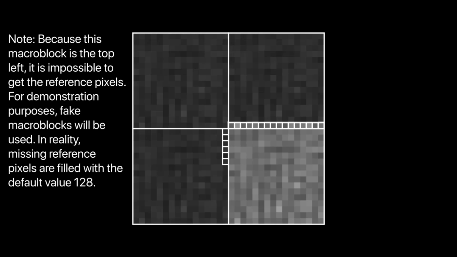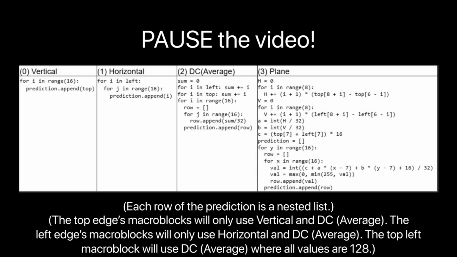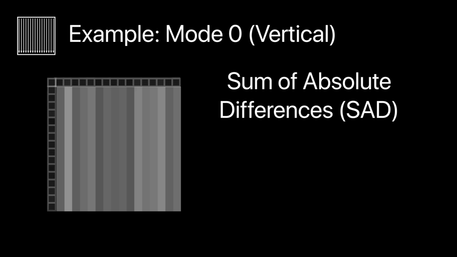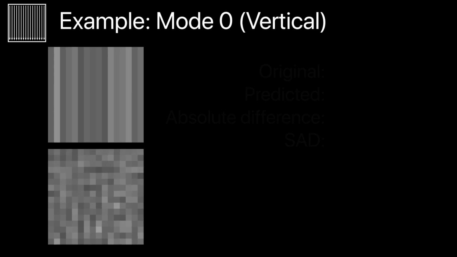To perform the prediction, we need to obtain reference pixels from the first row above, first row to the left, and the top left corner pixel from neighboring Macroblocks. Below is a table of Python code to generate our 4 predictions. After each mode, find the sum of absolute differences, or SAD, for each.